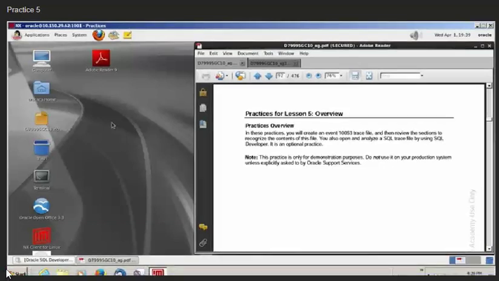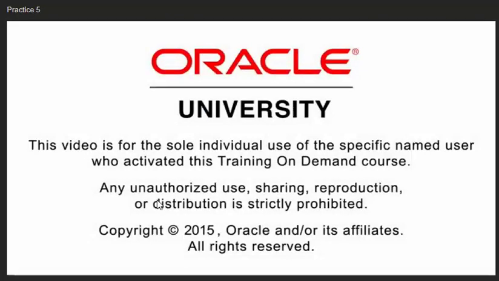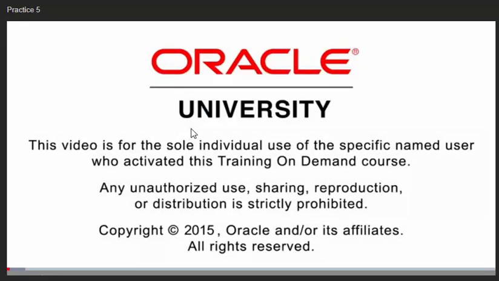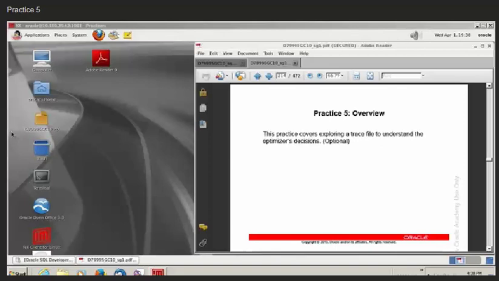the contents of this file. You will also Practice 5 Overview. This practice covers exploring a trace file to understand the optimizer's decisions. We're moving to the activity guide so we can walk through the steps of the practice.